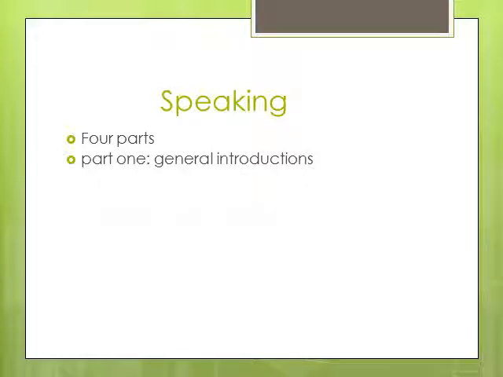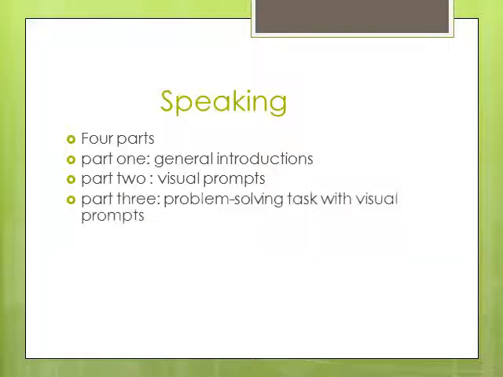Part 2 is visual prompts. You are talking about some pictures based on some visual and written prompts, and you talk for 1 minute and then give a comment to your partner when they do the same. Part 3 is much more of a discussion type thing. You've got some pictures and you have to discuss the question you're given as well. And it's a problem-solving task. It's about agreeing and disagreeing.